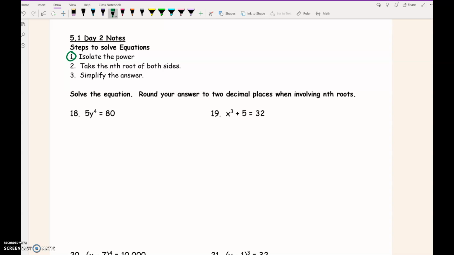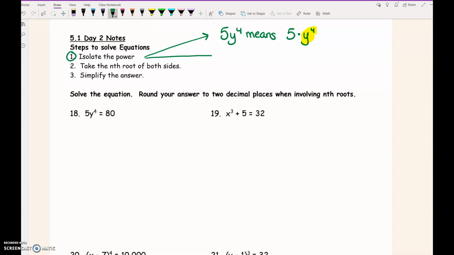Now, in the process of isolating the power, it is important to know that something like 5y to the fourth really means 5 times y to the fourth. So if we're isolating the power, you want to get y to the fourth by itself. Get rid of the times 5 using division on both sides.